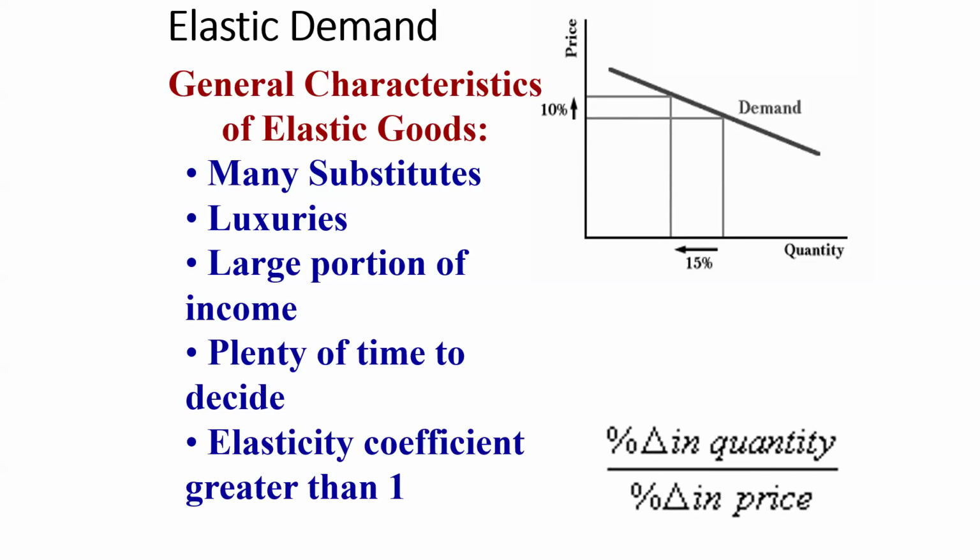So for inelastic, the coefficient is less than 1. For elastic, it is more than 1. And for unit elastic, it is 1. And again, remember, these are absolute numbers. I'm not going to go over supply elasticity because all the coefficients are the same. Everything's the same, except it's percentage change in quantity supplied instead of percentage change in quantity demanded.